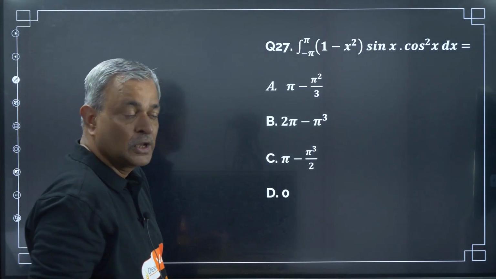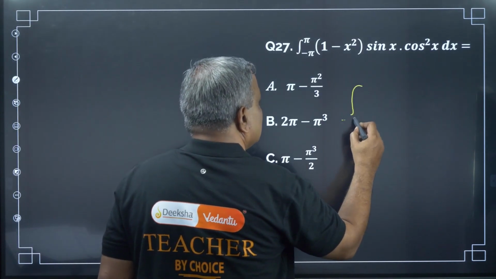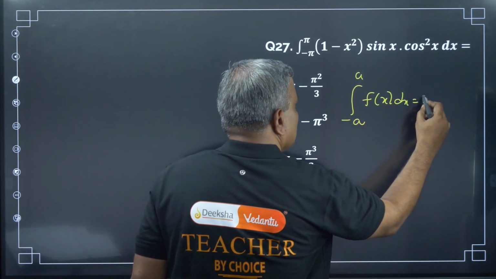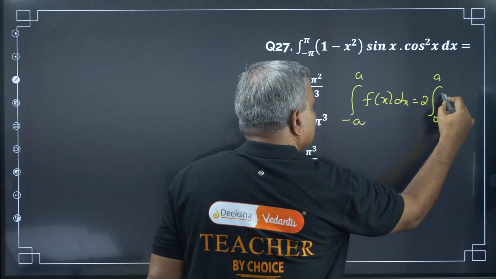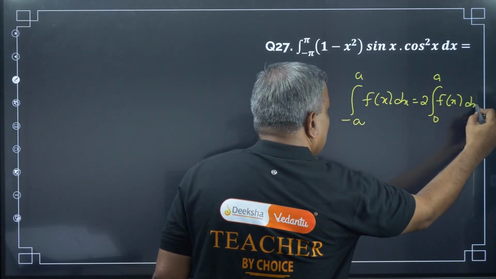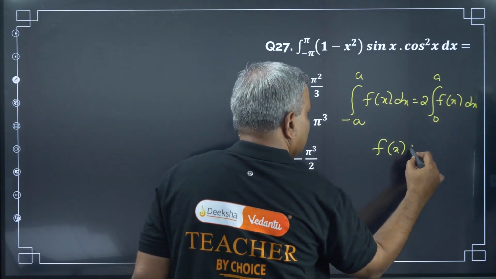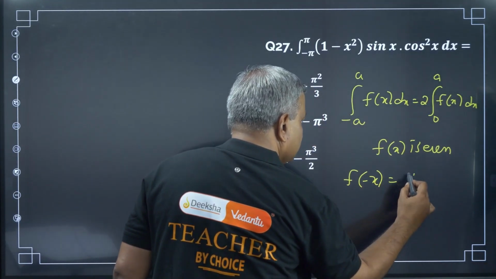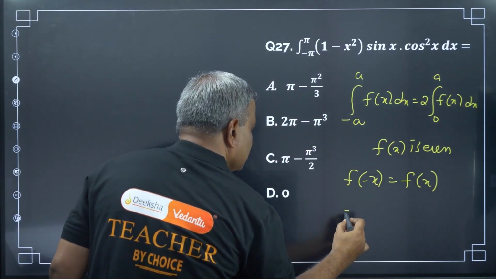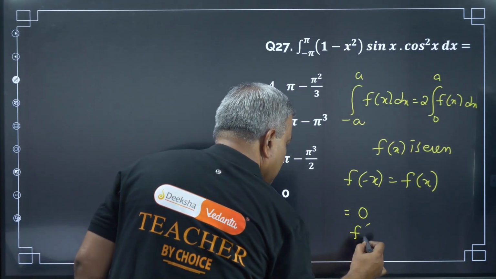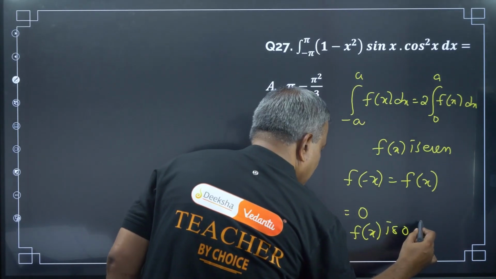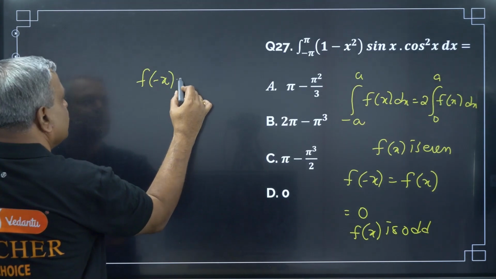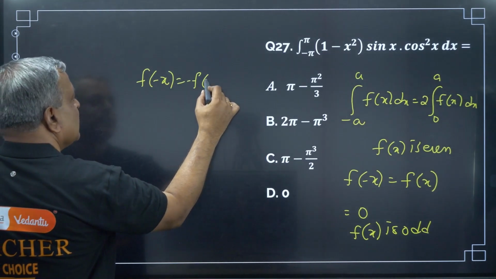27. What is the concept? The concept is that the integral from minus a to plus a of f of x dx is equal to 2 times the integral from 0 to a of f of x dx, when f of x is an even function. What is the definition of an even function? f of minus x is equal to f of x. And this integral is equal to 0 when f of x is an odd function. What is the definition of an odd function? f of minus x is equal to minus f of x.